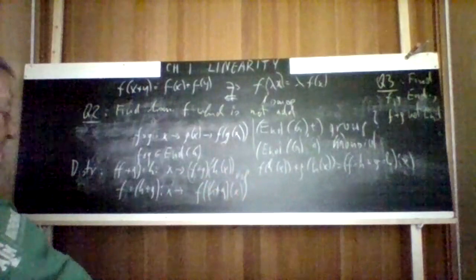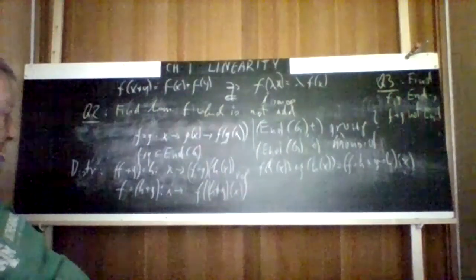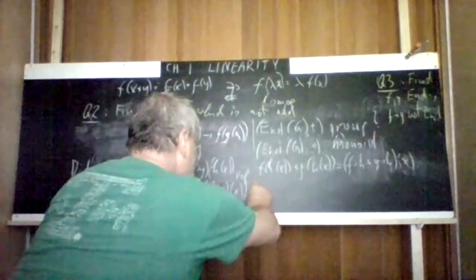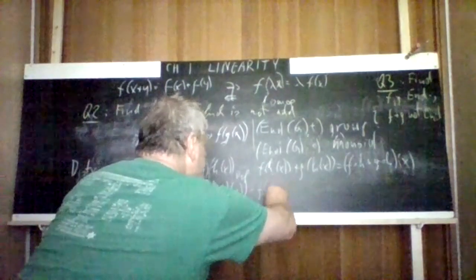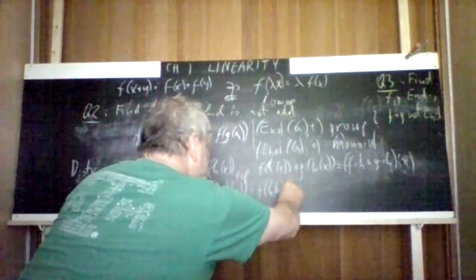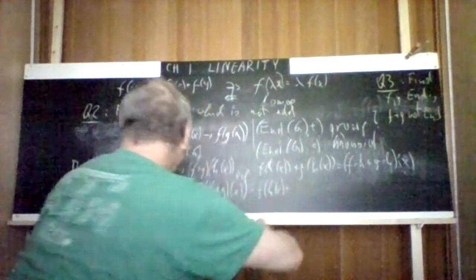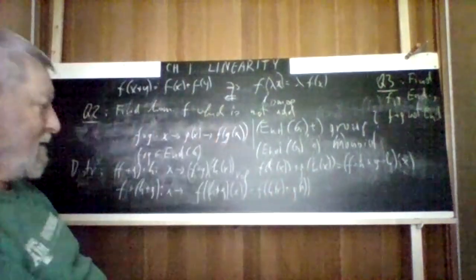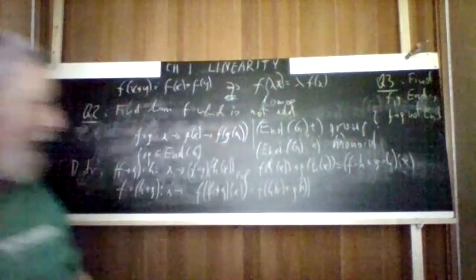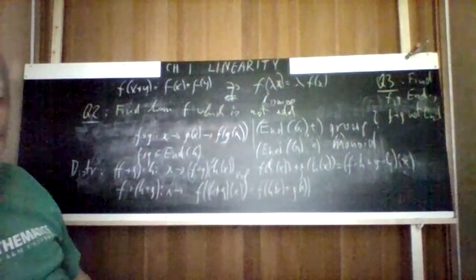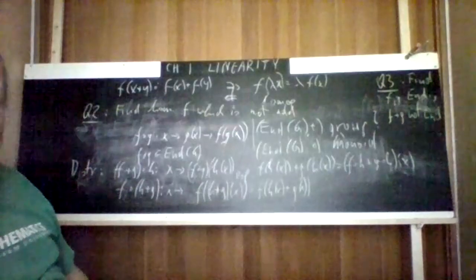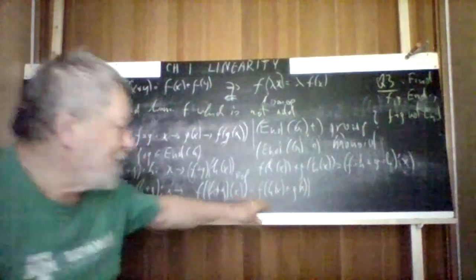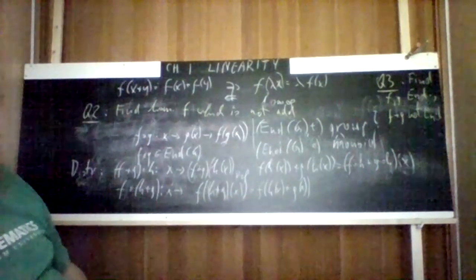Well, that's now just by definition of composition. And now we again use the definition of addition. So this is f of h of x plus g of x. Yeah, and now you need additivity of f. You can see this, and the additivity of f would allow us to write f of h of x plus f of g of x.